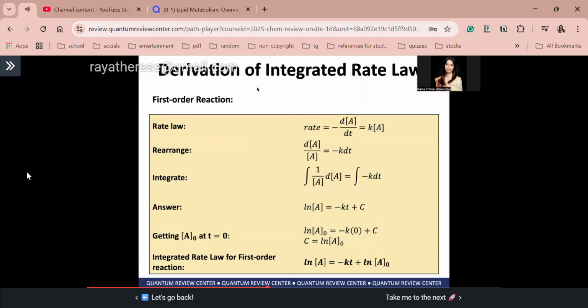So for a first order reaction, the rate law is this one. Rate is equal to the change of A over time. Again, guys, negative because reactant A is being used up and is equal to kA. Again, for our first order reaction, it is dependent on the concentration of reactant A. Okay, again, we arrange. So dapat nasa same side ang mga A, nasa different side ang kt. So dA over A is equal to negative k dt.